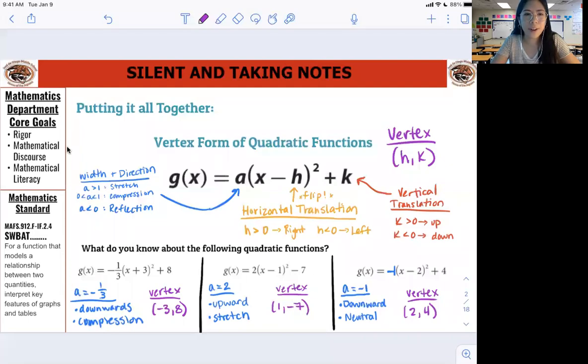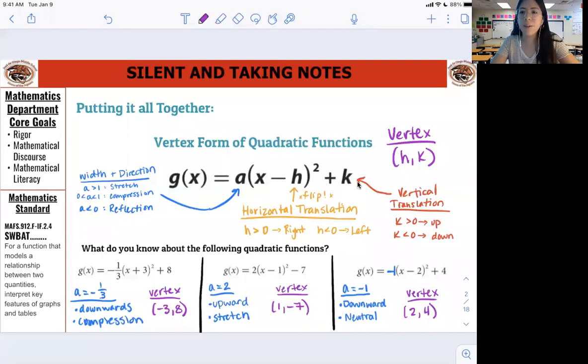Okay, so I forgot to hit record, but we just went over vertex form, and you can pause the video and take a look at all of these examples, but we were able to talk about all the different parts of vertex form. All right, one question from the chat, does K flip at all?